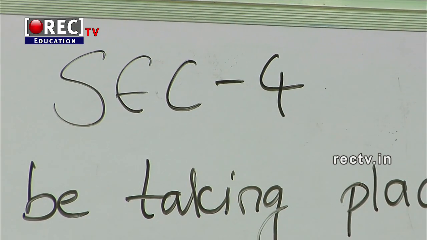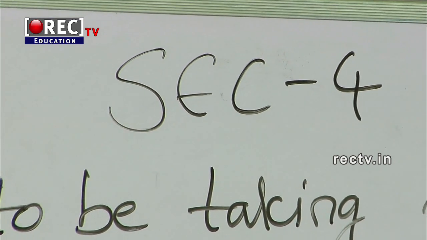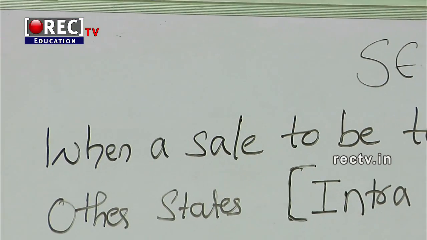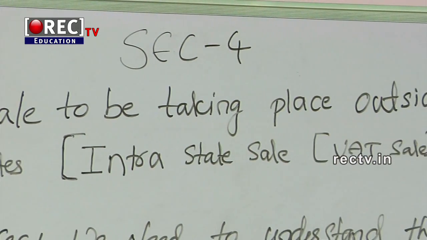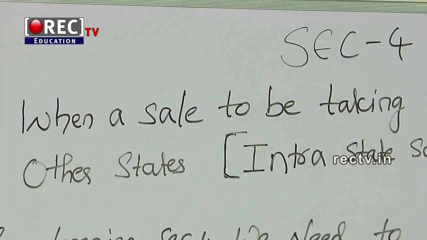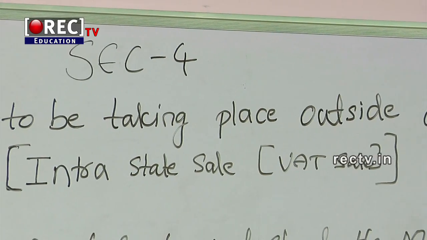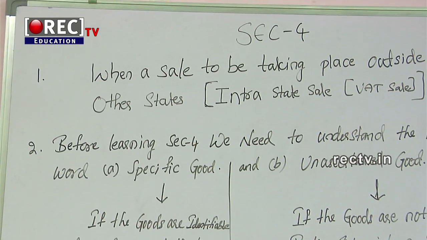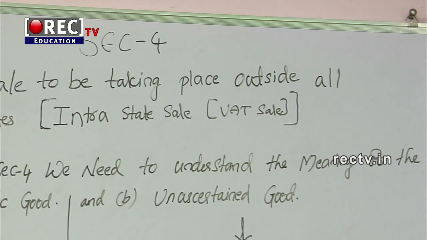So friends, we have completed Section 3 and now we are going to learn about Section 4. What is Section 4? Section 4 deals with when a sale takes place outside all other states, that is an intrastate sale, that is a VAT sale.